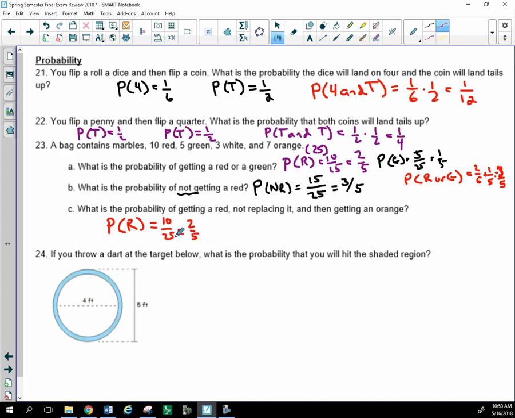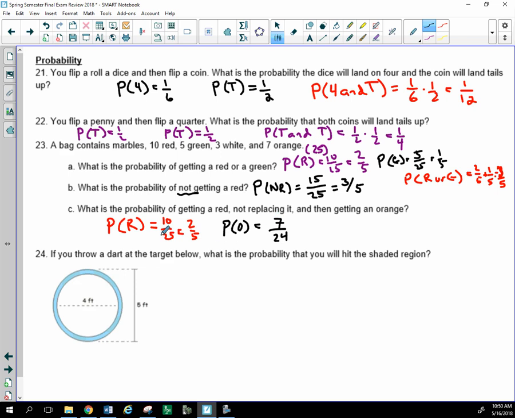Now, if we take out one, that reduces the number of marbles in the bag, so there's only going to be 24 when we go to pick the orange. So the probability of the orange is not out of 25 anymore, it's out of 24. And so the probability of then picking an orange would be 7 out of 24.